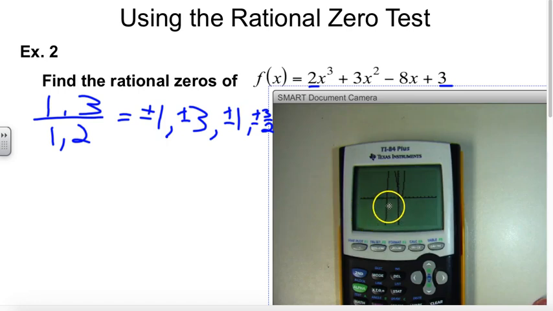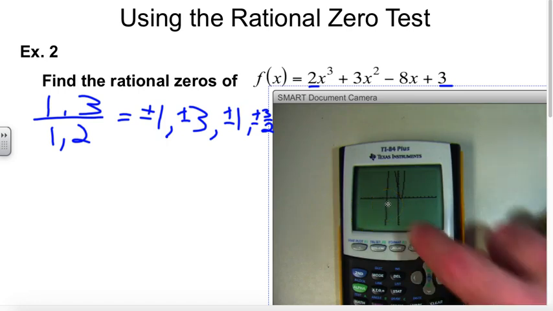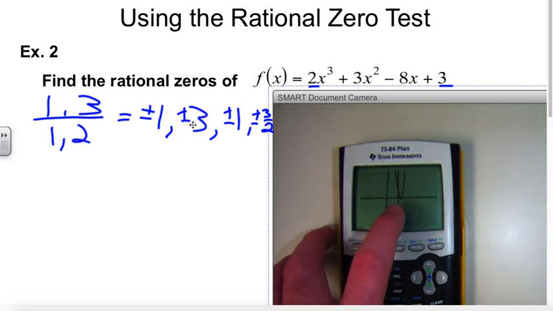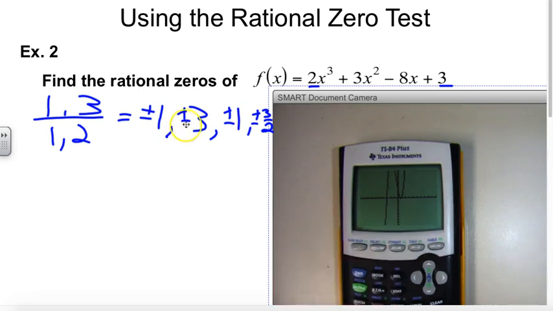But right here, once we graph it, we see it looks like it's crossing the x-axis at -3, which again is one of our possibilities, right? -3. It also looks like it might be crossing at 1 somewhere, but we're not sure about that. It's kind of close. So what I would probably do is try to see if -3 is a 0. Test it first. Okay, so finding the possibilities and looking at the calculator gives us options to test.